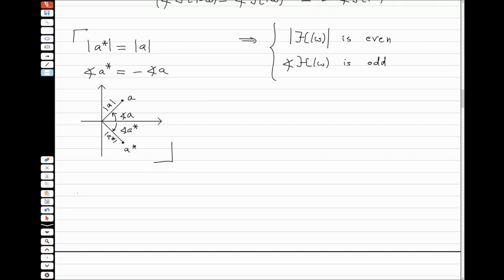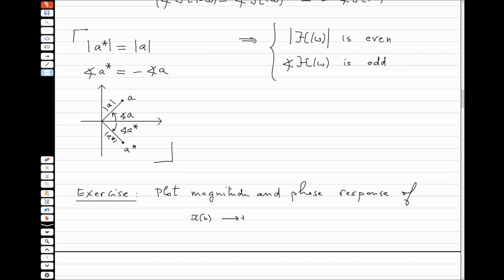All right, so now we're going to do an exercise. Find the magnitude and phase response of the following system. Simple FIR system.